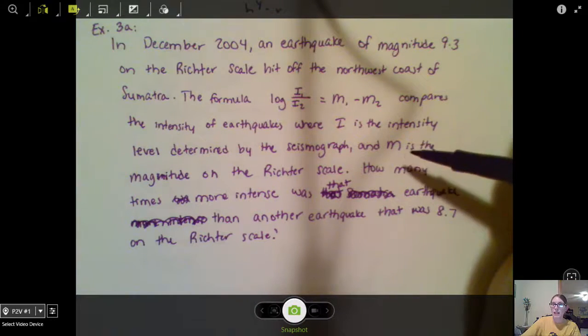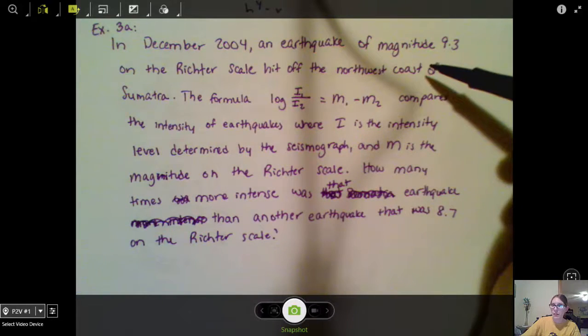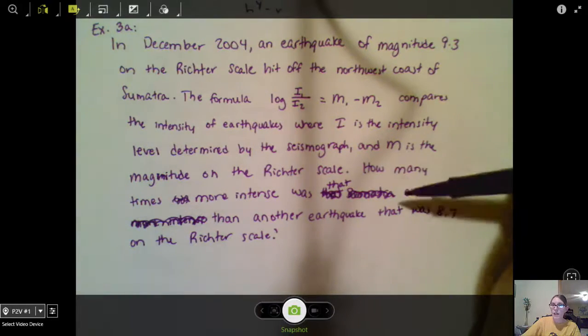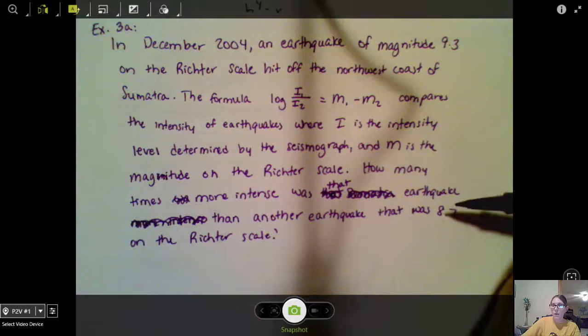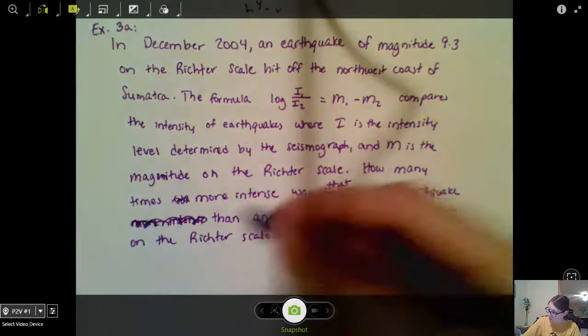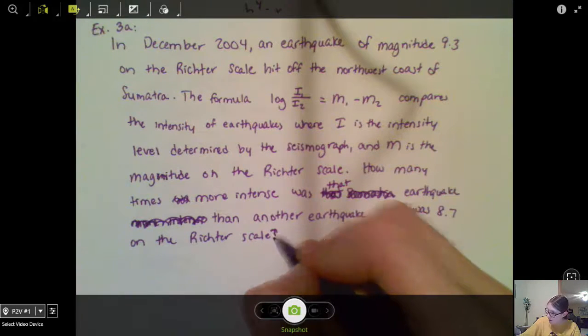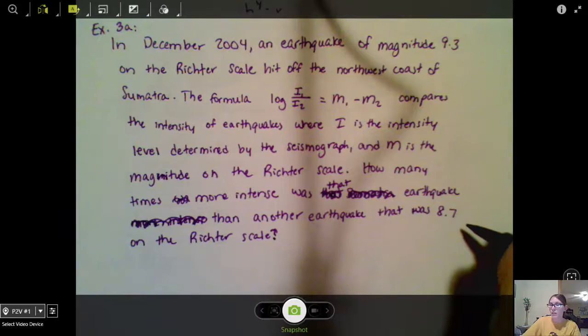How many times more intense was that earthquake, the 9.3 magnitude earthquake, than another earthquake that was 8.7 on the Richter scale? This second earthquake, the 8.7 on the Richter scale, also hit Sumatra, and it was just a few months later.